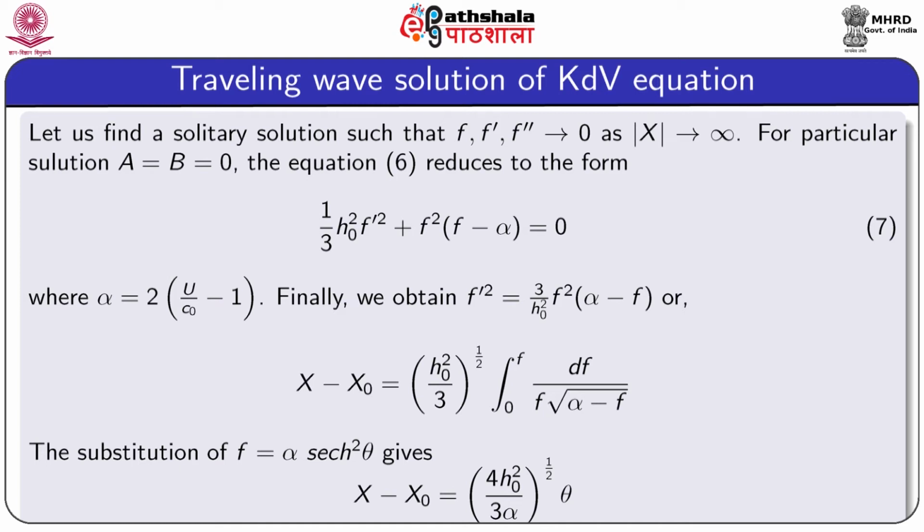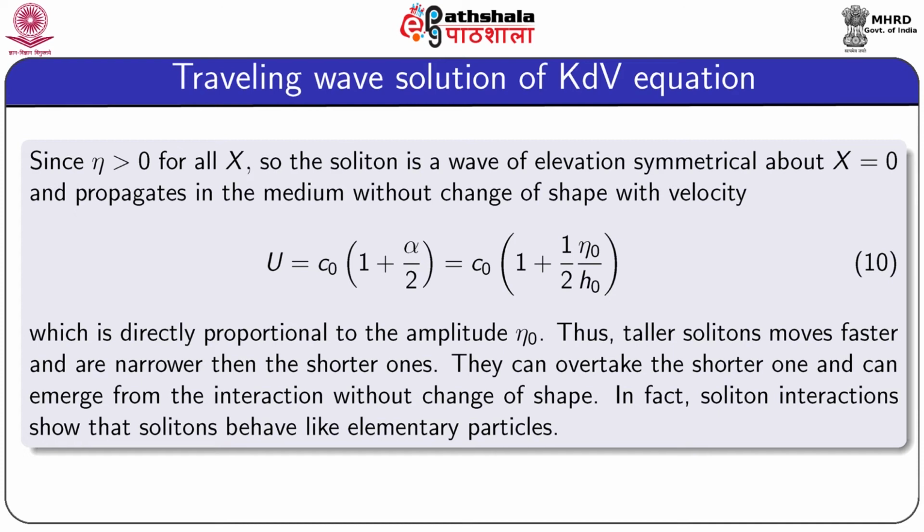from this relation. In the middle of the slide you can see that alpha equals 2 into u by C0 minus 1. So, from this relation you can find the value of u, and this u gives the velocity of the soliton. So, u equals (1 plus alpha by 2) into C0. And you know the value of alpha. So, if you substitute, you get u equals C0 into (1 plus eta 0 by 2 H0).